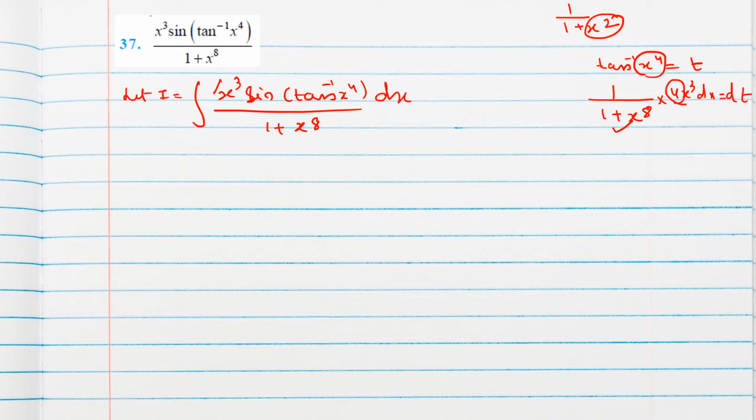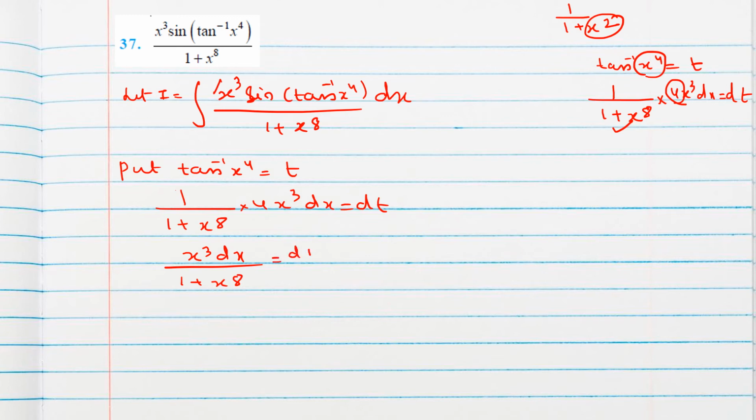So we can write here, put tan inverse x power 4 as t. So derivative will be 4x cube dx by 1 plus x power 8 as dt. So x cube dx by 1 plus x power 8 we will write dt by 4. So integral will become, see, all this expression we will write as dt by 4. And the sine will be the same. For the bracket inside we will write t.